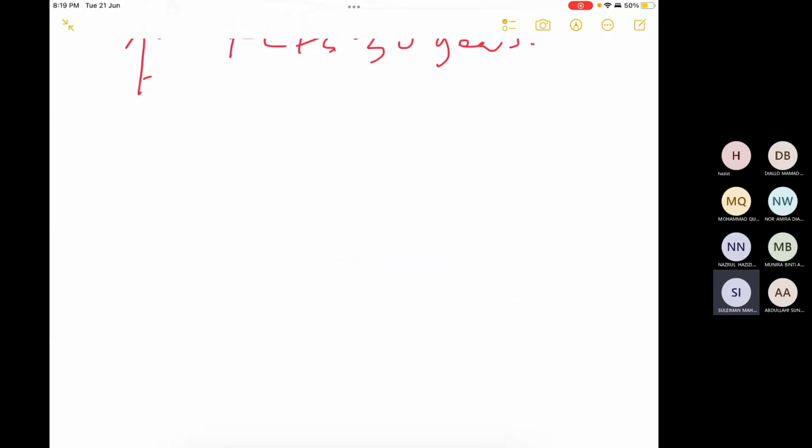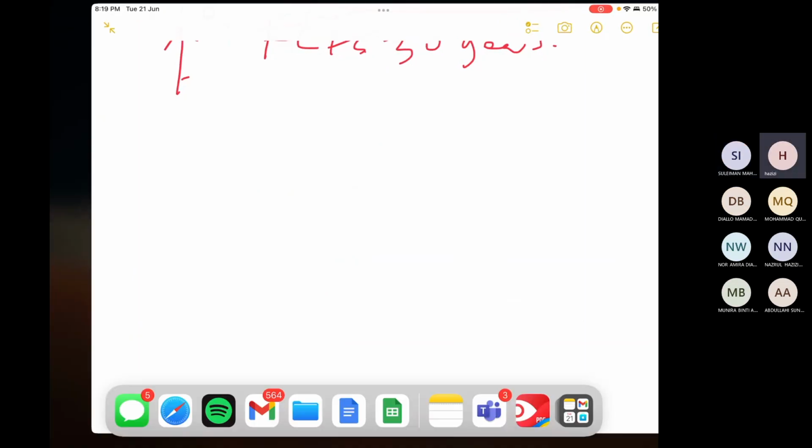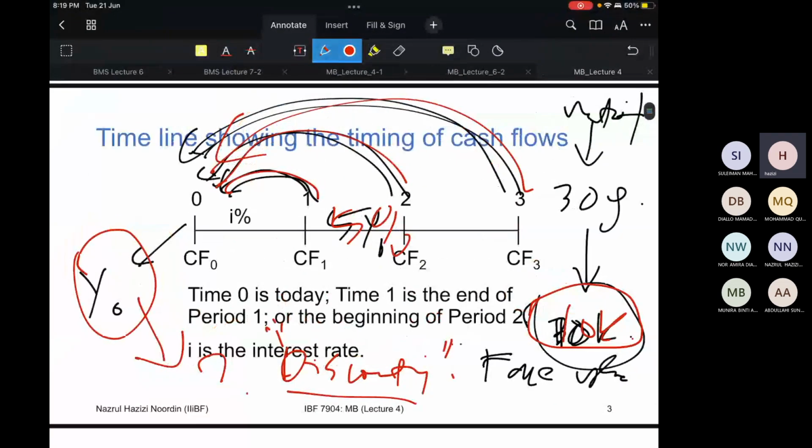My question here: are we calculating the future value or the present value? We are calculating the present value. But we have the present value 10,000 already at year zero. No, 10,000 is the face value. Don't confuse face value with present value.